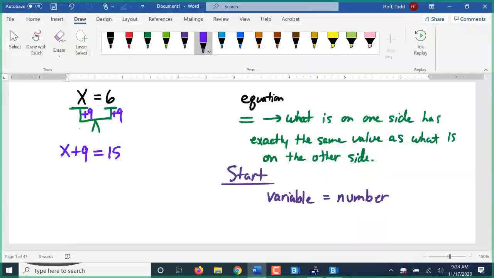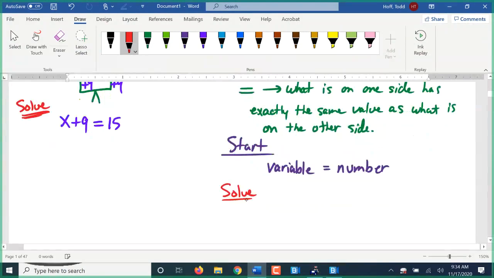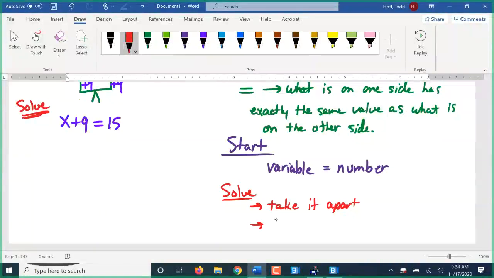Now, we are typically not asked to build equations. What we're asked to do is to solve equations. When we're asked to solve an equation, what we're being asked to do is take it apart and get it back to that form of a variable equals a number. Back to where it started, in other words.